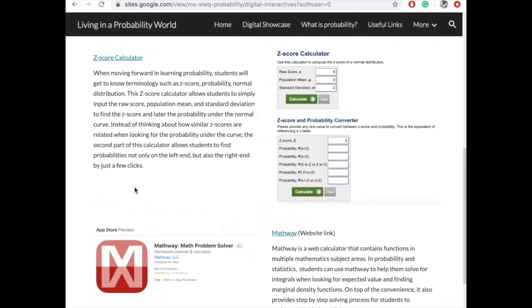Although we are not covering Z-score in probability and expected value calculation in this chapter, it is useful when it comes to discussing the normal curve and bell-shaped curve later on.